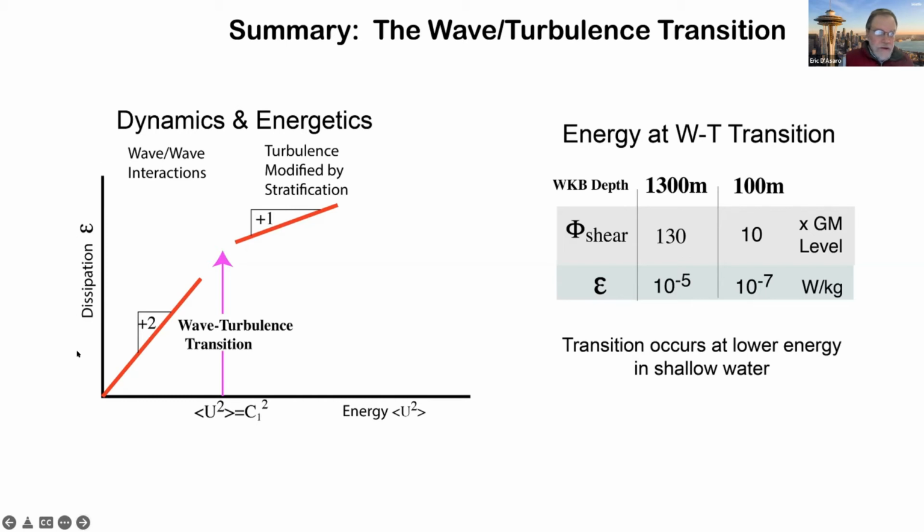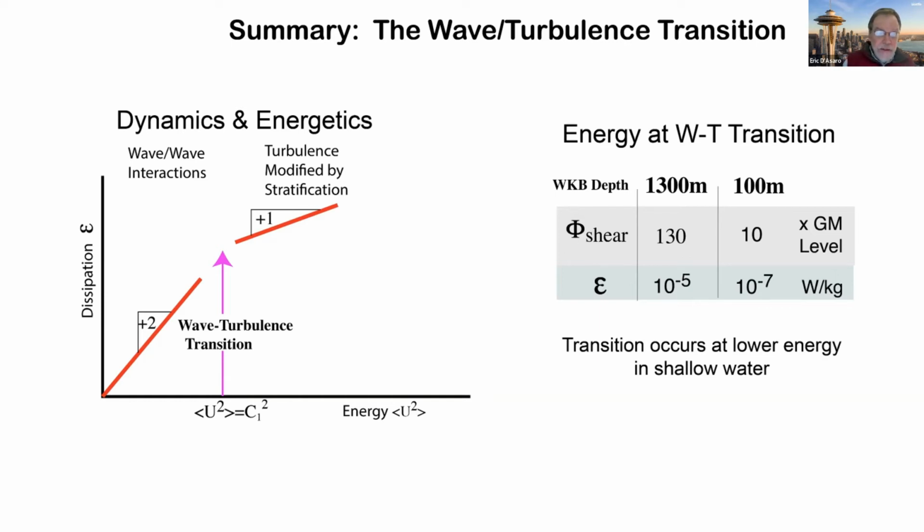Okay, so just to summarize this part of the talk about the wave turbulence transition, if you plot energy of a flow with stratification on this axis, and you plot dissipation on this axis over a wide range spanning waves and turbulence, you see a slope of +2 here and a slope of +1 here. The transition occurs when the energy reaches about the phase speed of the lowest mode, which is another way of saying the Richardson number's about 1.